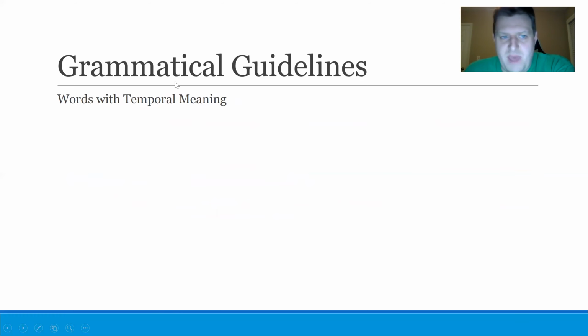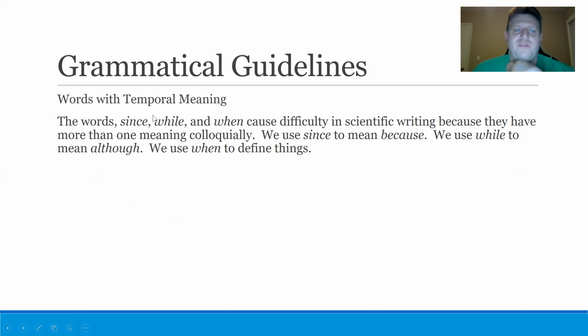All right, this is a pet peeve of mine. For words like since, while, and when, okay, people use these incorrectly all the time. So people will use the term since instead of meaning because. They'll use while instead of although, and they'll use when to define things. So classical conditioning is when food powder is presented with a bell or something like that. That's when refers to time, while refers to time, since refers to time.